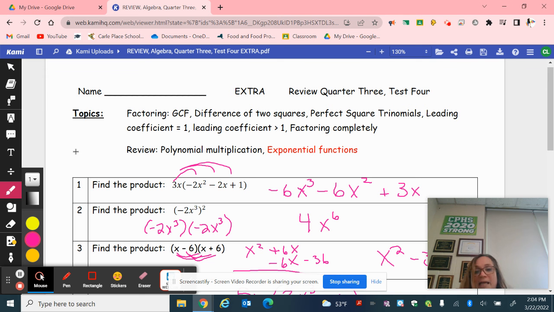So hold on one second. Okay. So, what am I asking you about exponential functions? Let's see.